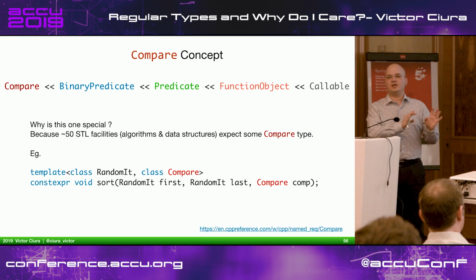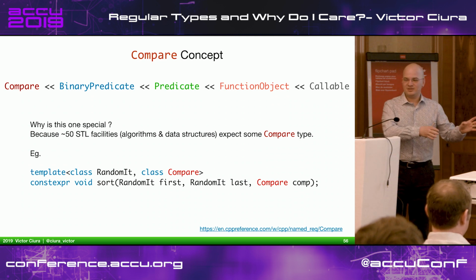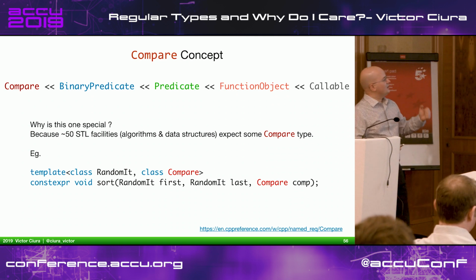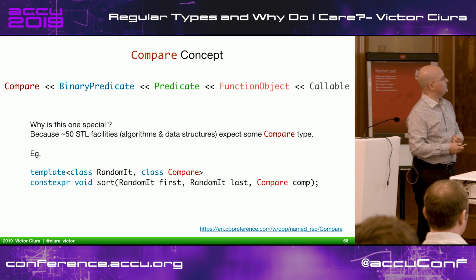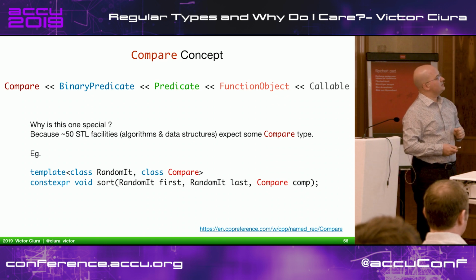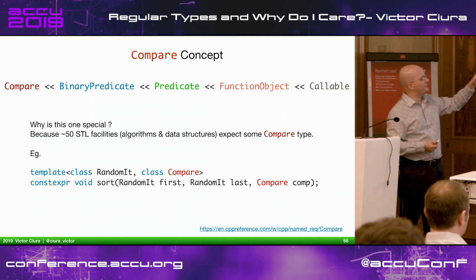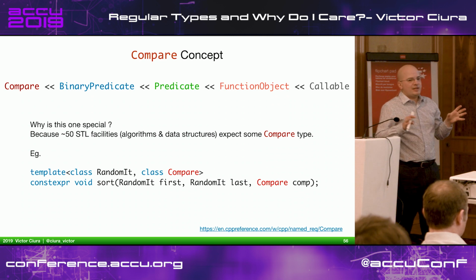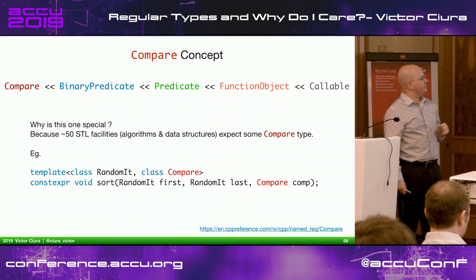This is their go-to algorithm, by the way. Of all the STL, that's the most important part for them. Vector and sort, and maybe for us too. So if we think about sort, we immediately get to a compare concept, which is basically a binary predicate, which is in turn a predicate, which is in turn a function object, which is a callable, basically. So this concept appears in over 50 STL facilities, algorithms, data structures, that expect some kind of compare type or comparable type. And we see here the definition of the algorithm.